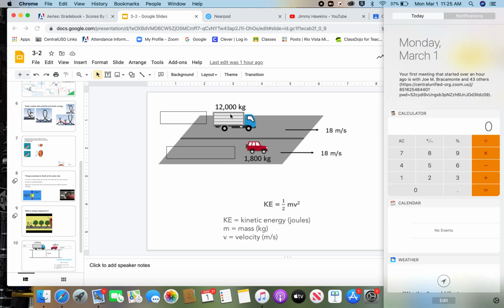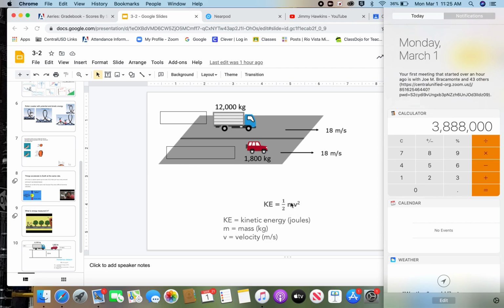Let's start with the truck. I always like to go in reverse. It makes it a little bit easier when you're using a calculator. So the velocity is right here. It's 18 meters per second. I'm going to square that, so I'm going to multiply 18 times 18. And then I'm going to multiply it by the mass. The mass of the truck is 12,000 kilograms. So let's type in 12,000. And then I'm going to hit equals.